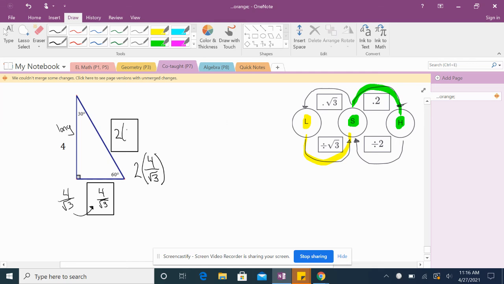So again, we can leave this the same when we have the square root at the bottom.